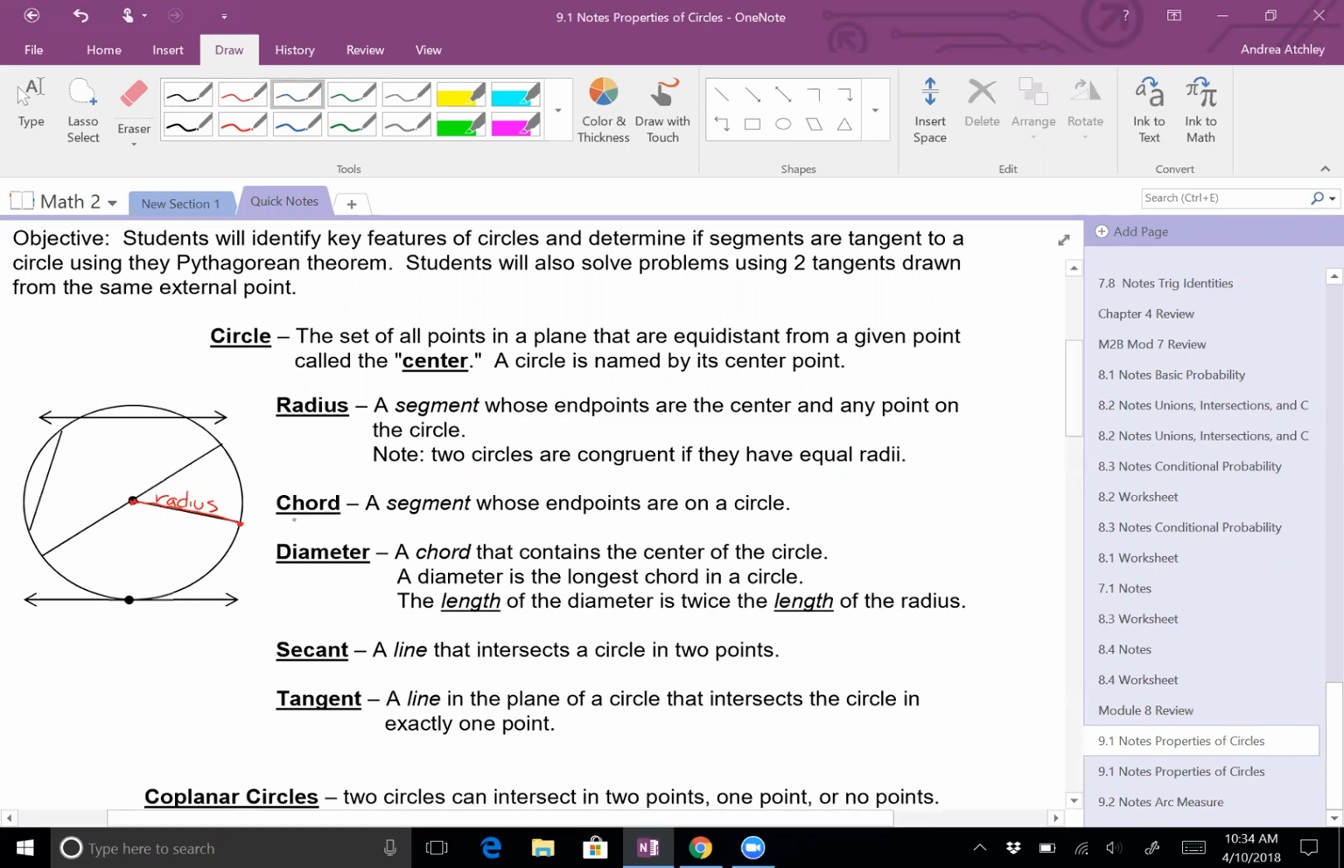A chord is a segment whose endpoints are on the circle. Remember, a segment has endpoints. It doesn't go on forever like a line. A segment has two endpoints, so it doesn't go on forever. So that's what makes this a chord. Its endpoints are on the circle, so this is the chord here.